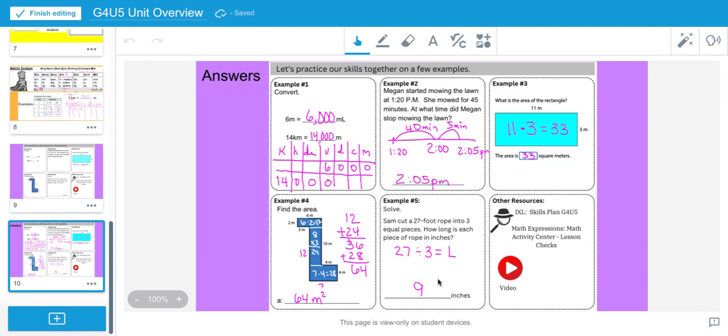This unit has a lot of information that needs to be memorized. Please make some flashcards or take good notes. Rewatch the video as you need to. And lots of practice. Remember, doing the Math Activity Center lesson checks is a great resource, along with iExcel, the Skills Plan for Grade 4, Unit 5.